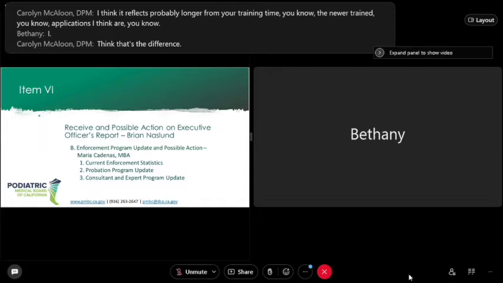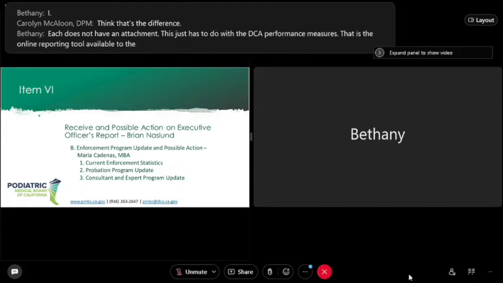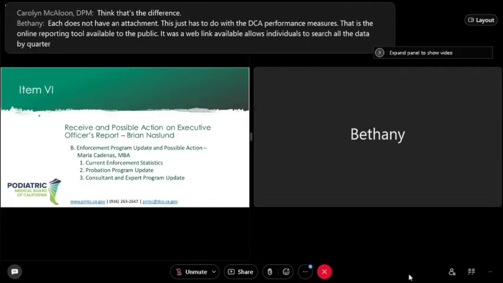H does not have an attachment. This just has to do with the DCA Performance Measures. That is the online reporting tool available to the public. There's a web link available, allows individuals to search all the data by quarter or fiscal year and compare the data across and to other boards and bureaus.